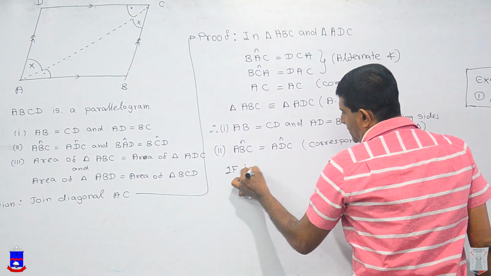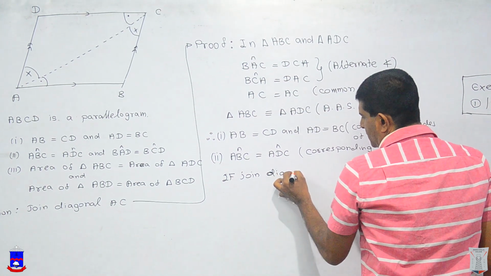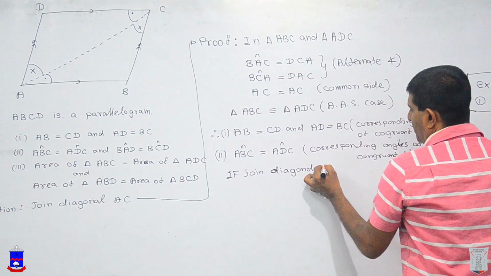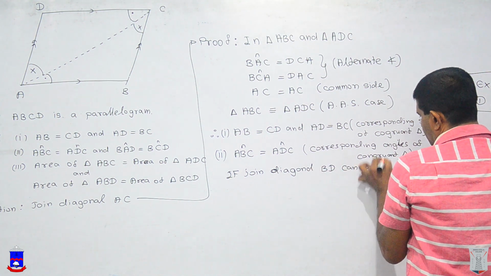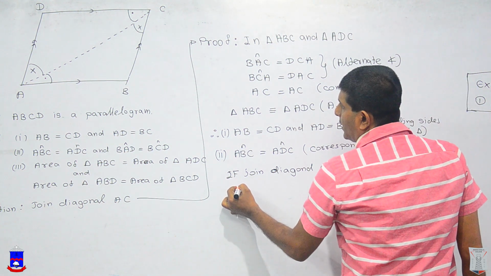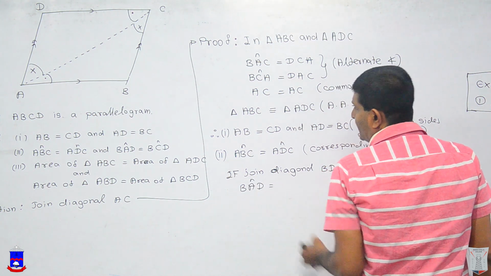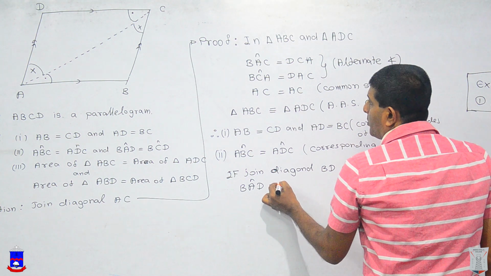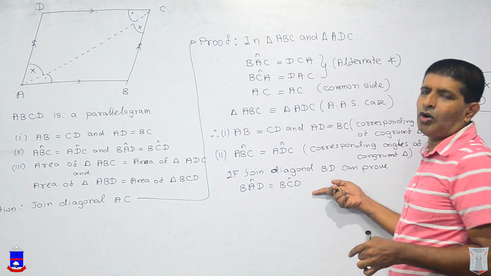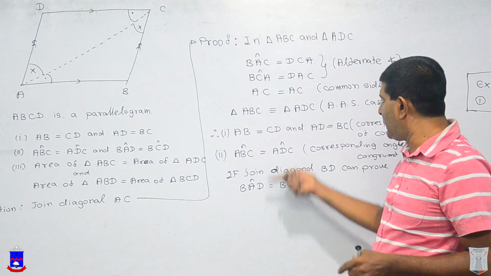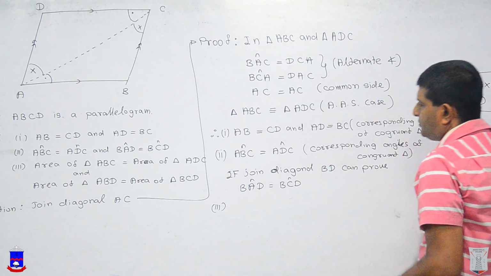if we join diagonal BD, we can prove angle BAD equals angle BCD. If you write this statement, that overcomes that issue. Now we can do that second part. Okay. Now we are moving to our third part.